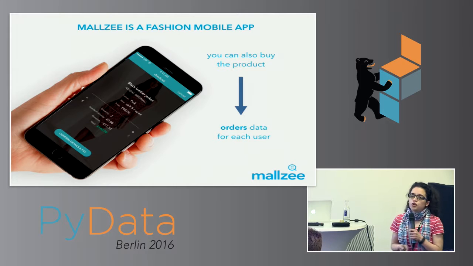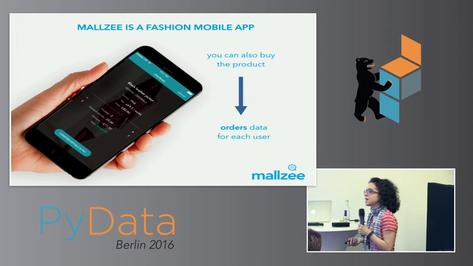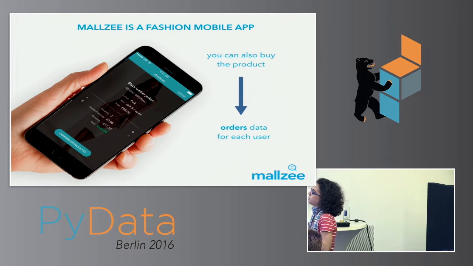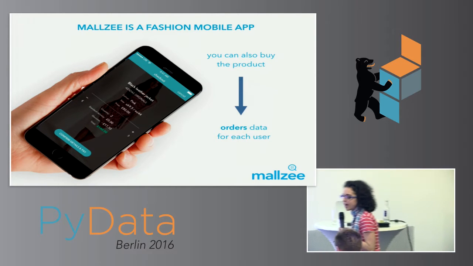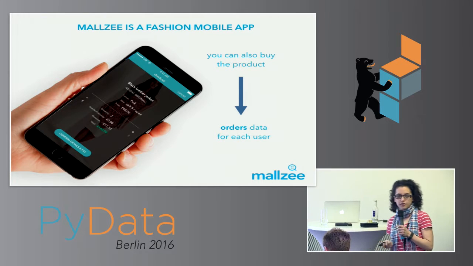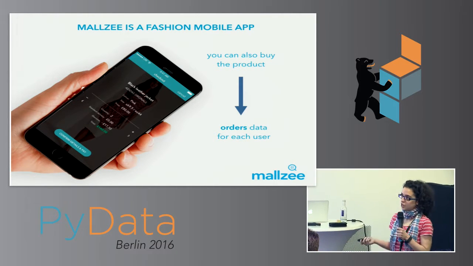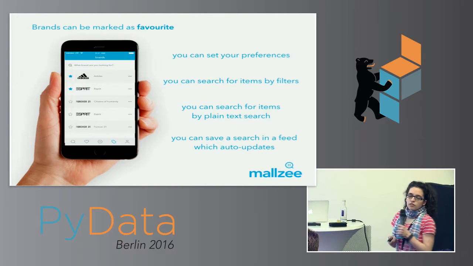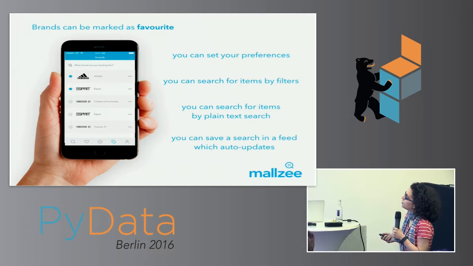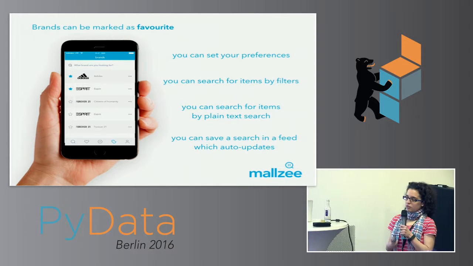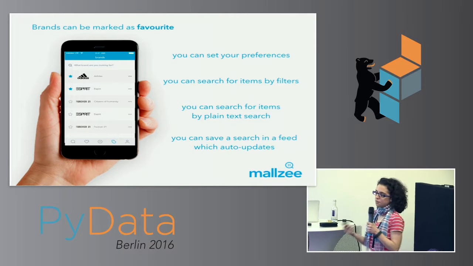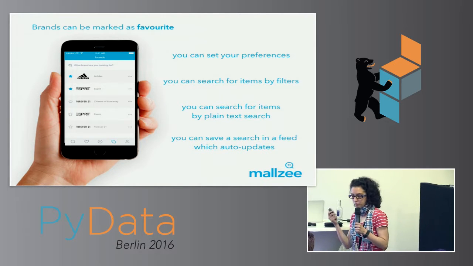For the products you save, you can also buy them directly from the app itself. Hence, I also have all the orders data for our customers, which then have the price attached to it, so how much the person spent. Then there's all sorts of bits and pieces you can do. You can search for items through a full text search. You can save your feeds. Suppose you are interested in blue jeans from a certain brand.